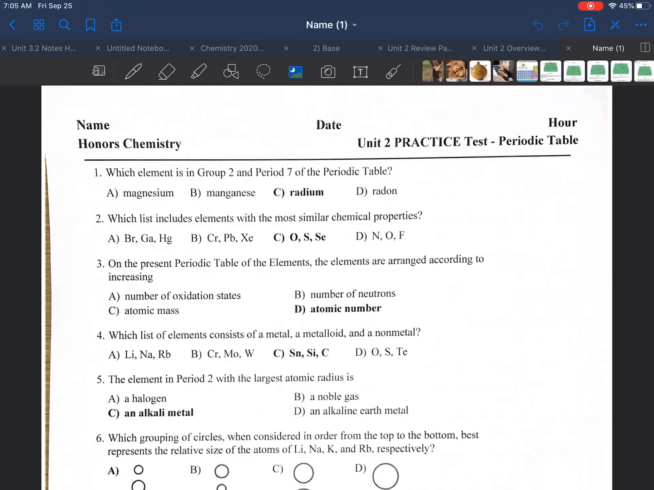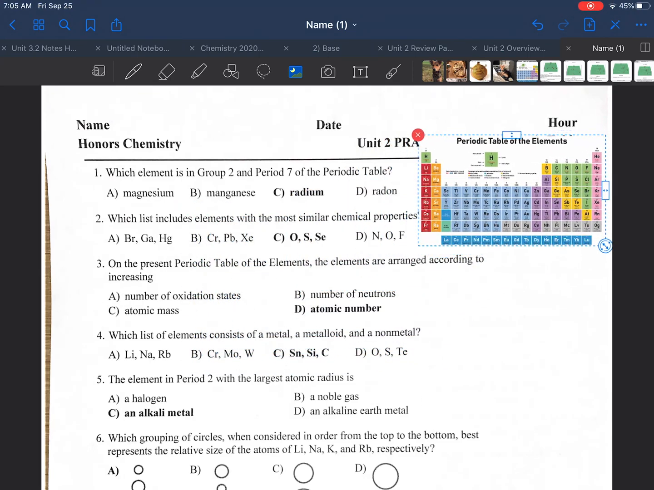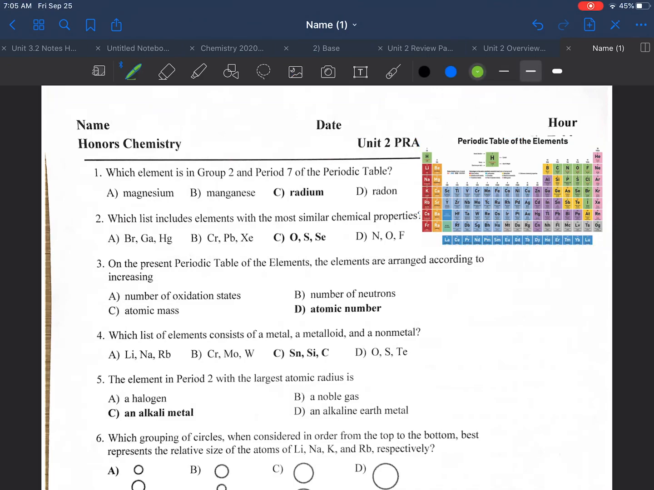So I'm going to pull in this handy dandy periodic table. For the first question, we are looking at which element is in group 2 and period 7. You have to remember groups are columns, so we are in this group here. This is group 2. And then period 7 would be 1, 2, 3, 4, 5, 6, 7, all the way at the bottom. So we are looking at radium.